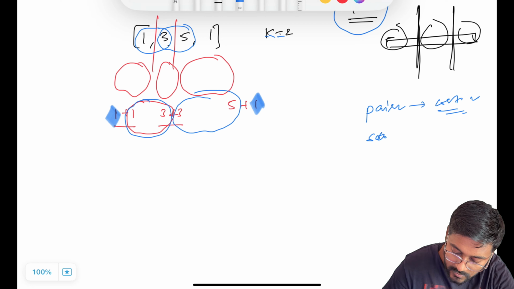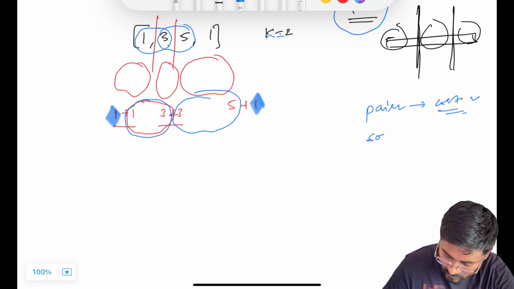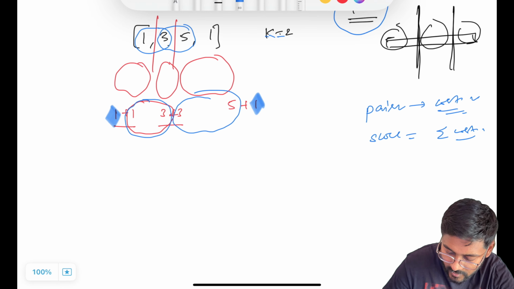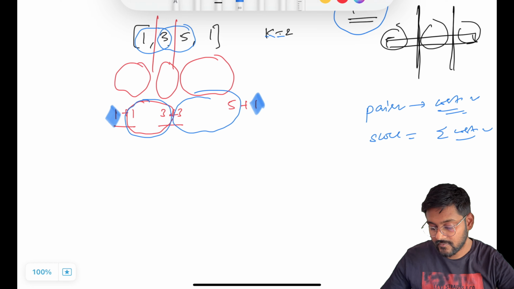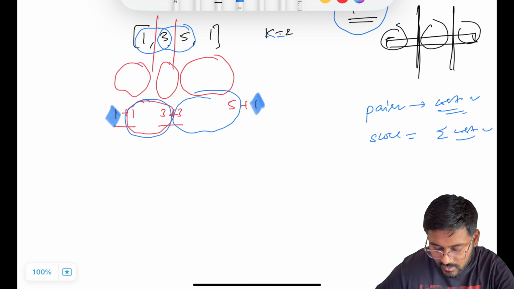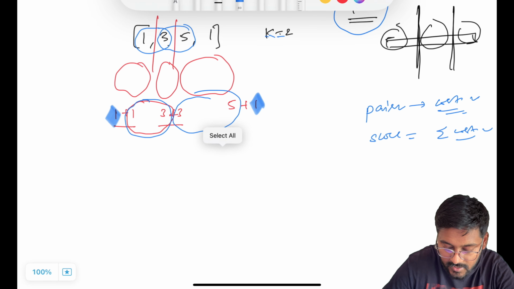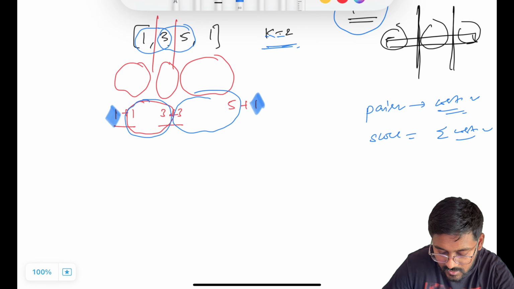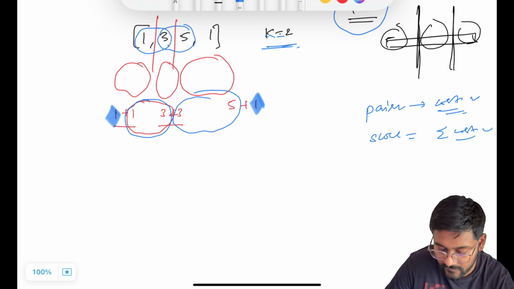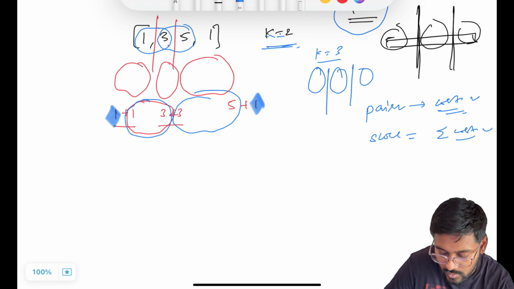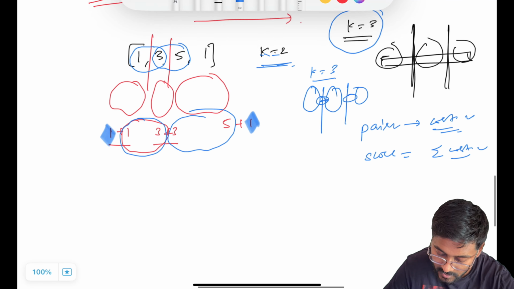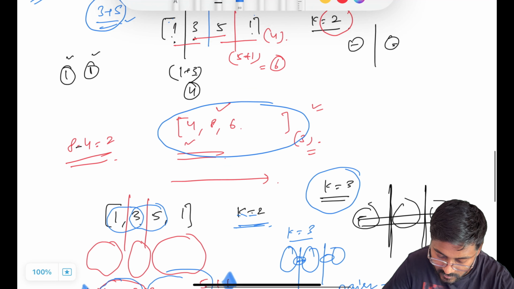And score, what is the score? Score is the sum of the cost of every bag, and this will be like the sum of pairs, whichever pairs are used. And if we are having 2 bags, only one pair is being used. And if k is equal to 3 bags, then 2 pairs are being used, right? So let me show you the example.